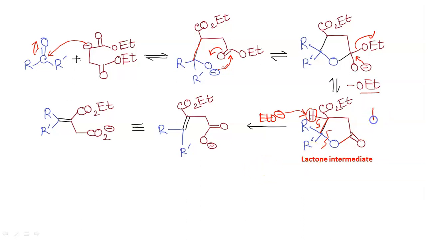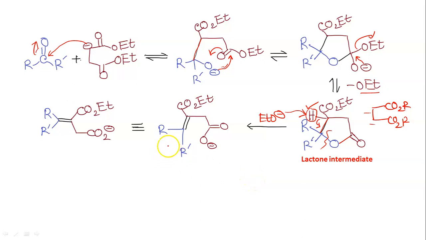That is, if we consider this ester, CO2R, CO2R, in this position there should not be any substituents. Otherwise, the reaction will be stopped at the lactone intermediate stage. Further ring opening will not be possible. So the second hydrogen, alpha hydrogen with respect to the CO2R group, must be present.